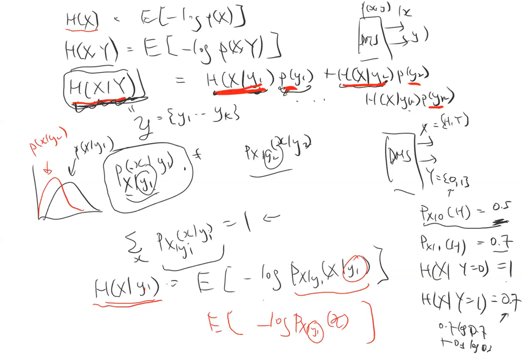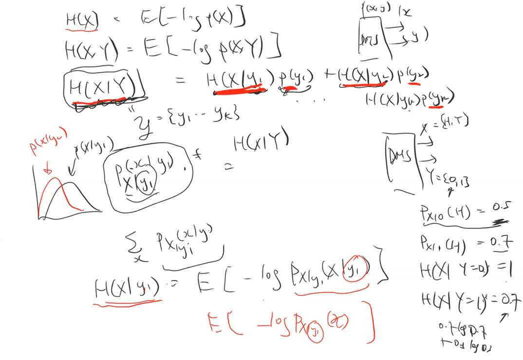So now what is this H(X given Y) then? This H(X given Y) will be equal to a weighted sum of these two. But this weighted sum depends on the probability of having an unbiased coin and the probability of the biased coin. So it will depend on that, right?